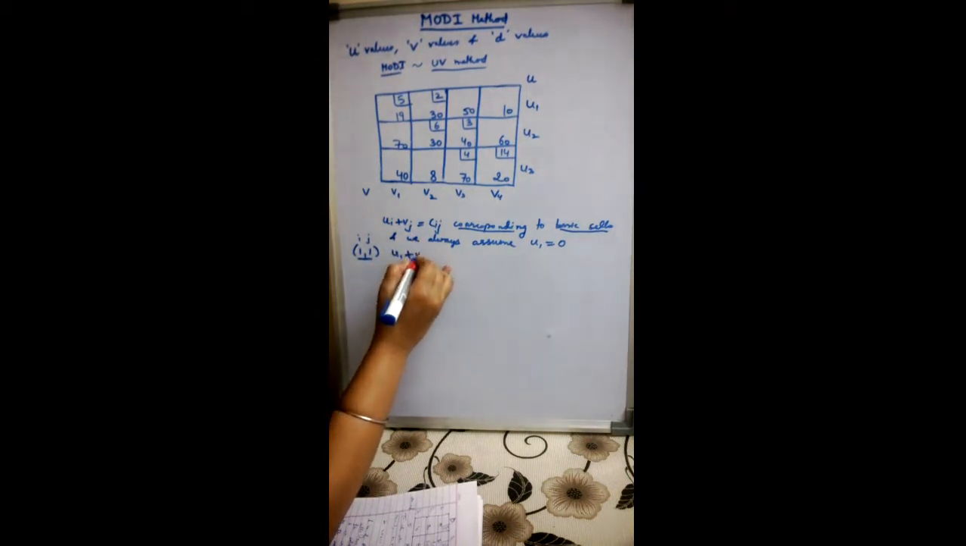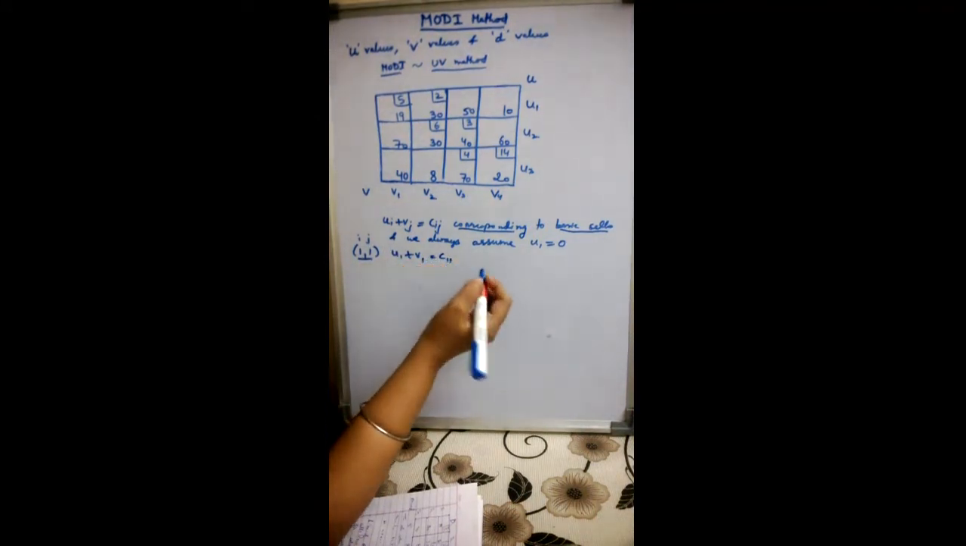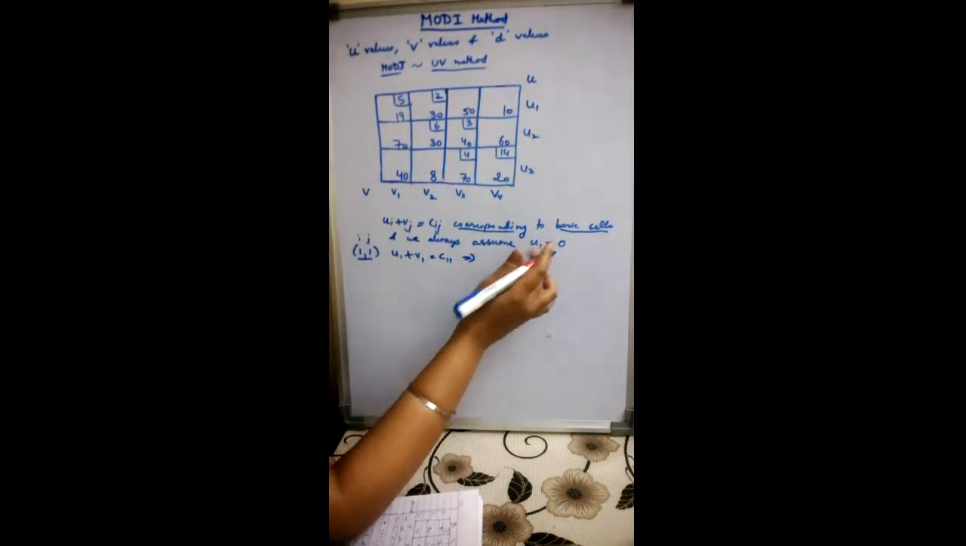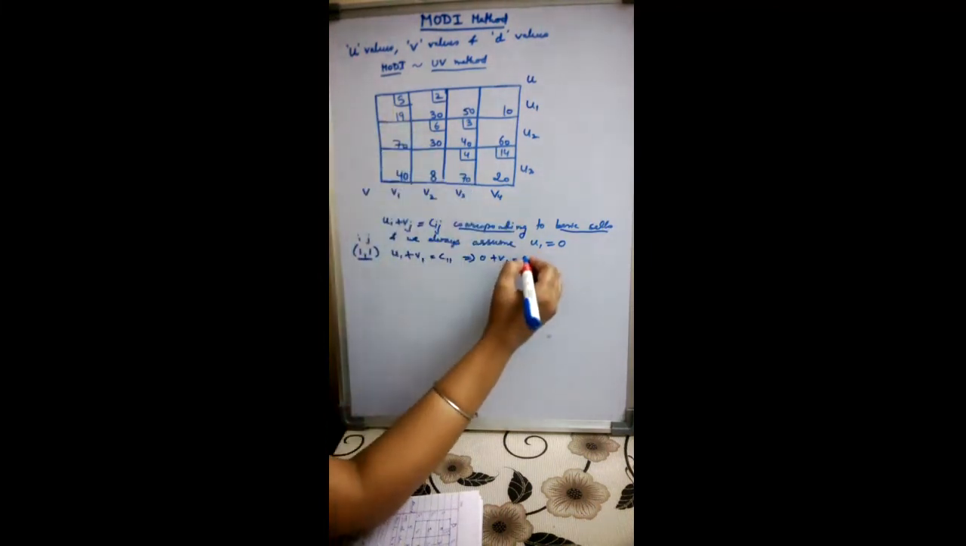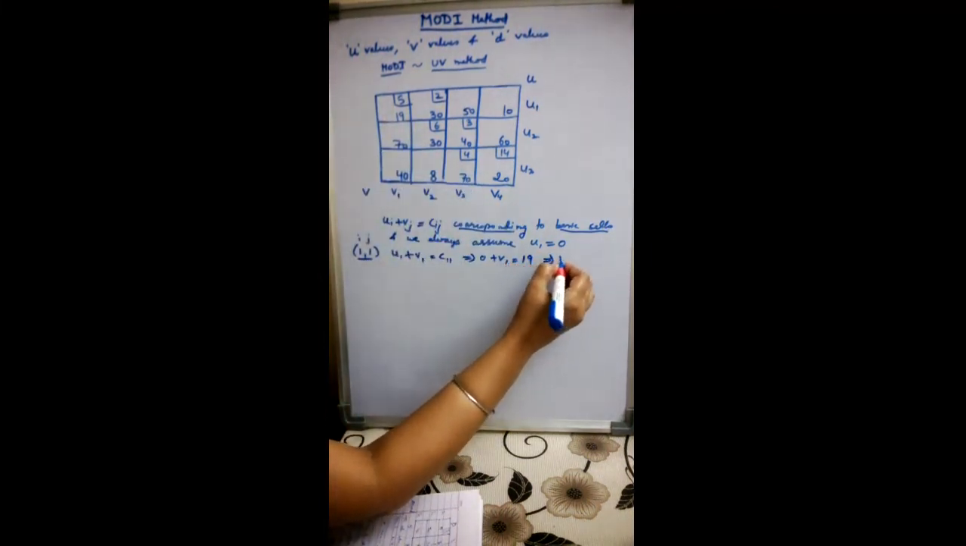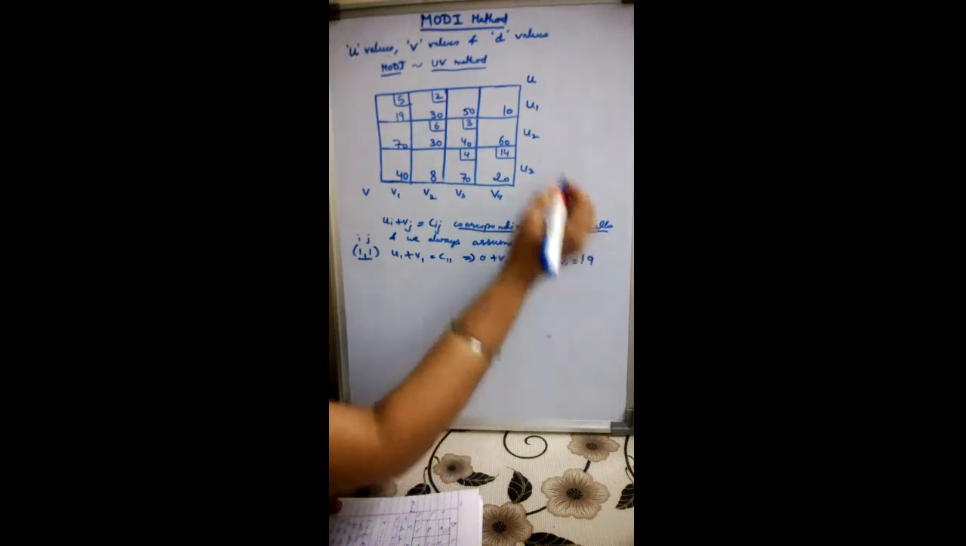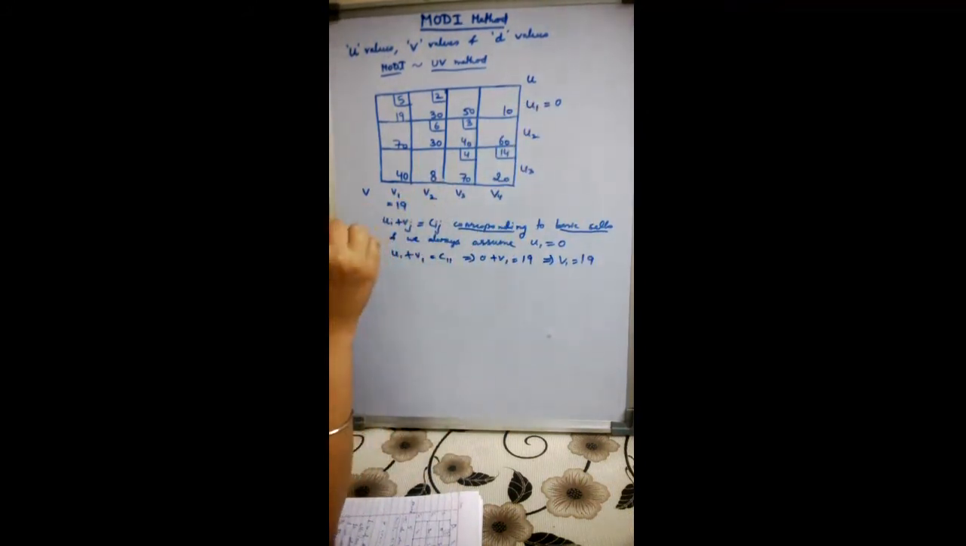If to this particular cell I apply this formula, I get u1 because i is 1 plus v1 because j is 1 equal to c11. This implies that as I have taken u1 as 0, 0 plus v1 is equal to c11. c11 I know is 19. So this implies that v1 is 19. If I have taken u1 as 0, I have got v1 as 19.